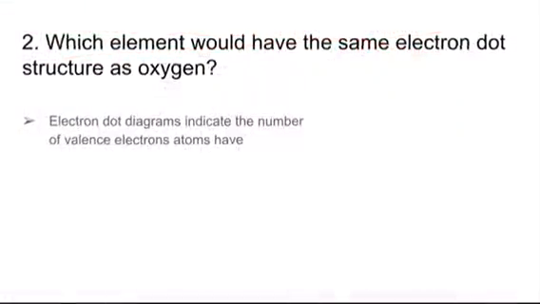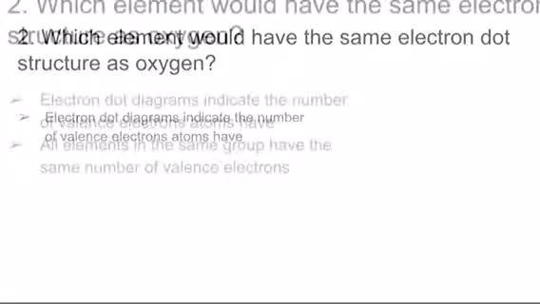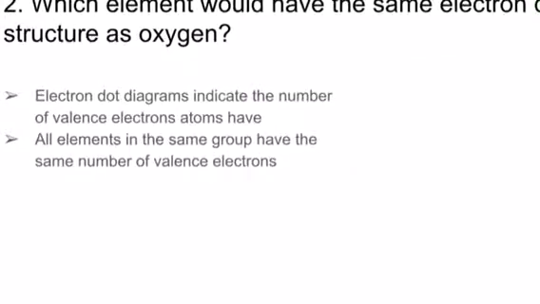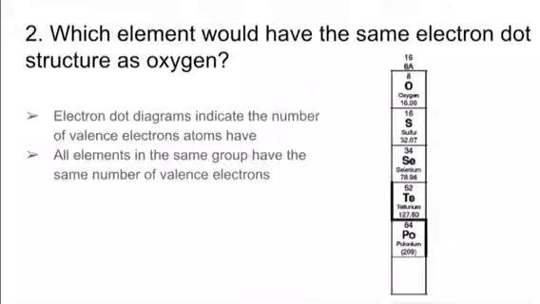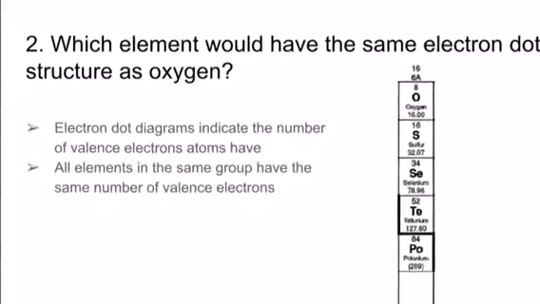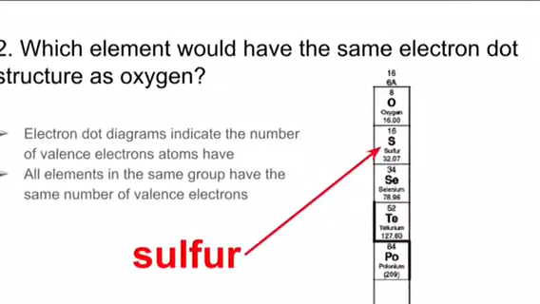So we know electron dot diagrams indicate the number of valence electrons atoms have, and all elements in the same group have the same number of valence electrons. Therefore, any element in the same group is going to have the same electron dot diagram. So in our case, the atom that has the same in our choices was sulfur.